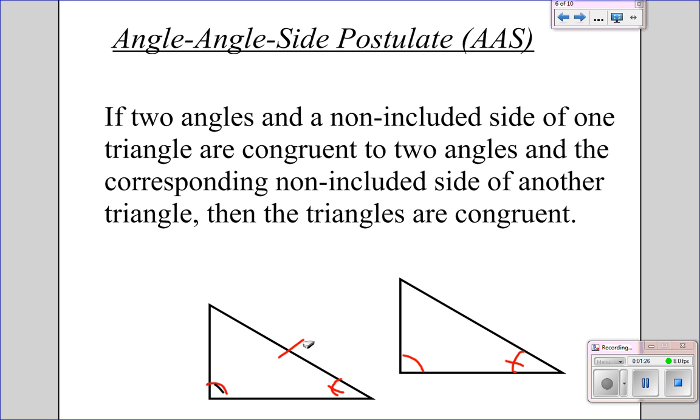You could have also, instead of putting the congruent side there, for AAS, you can also put it on this side, because you still have AAS.